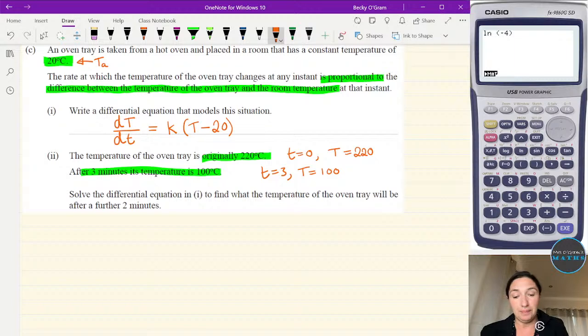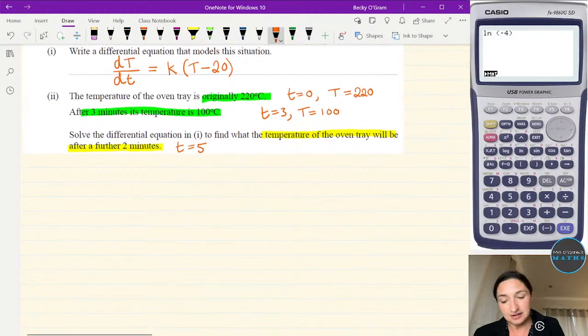Now we've got enough information to solve the differential equation and then use it to work out the last piece of this, which I'll just do in another colour to make it stand out so we don't forget it. So then we will find out what the temperature of the oven tray will be after 2 more minutes. So that will be when t equals 5. So we've had 3 minutes already, and it's going to be 2 more minutes after that, so t is 5. All right, let's get stuck in.